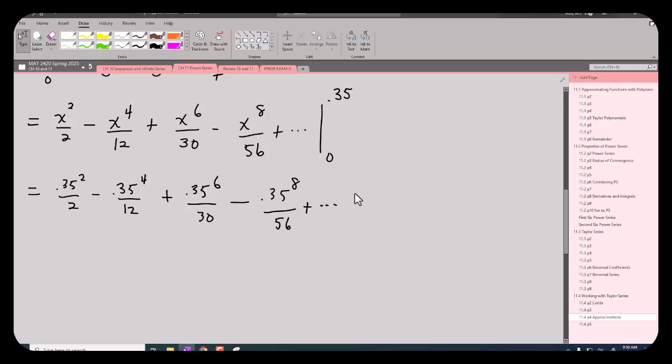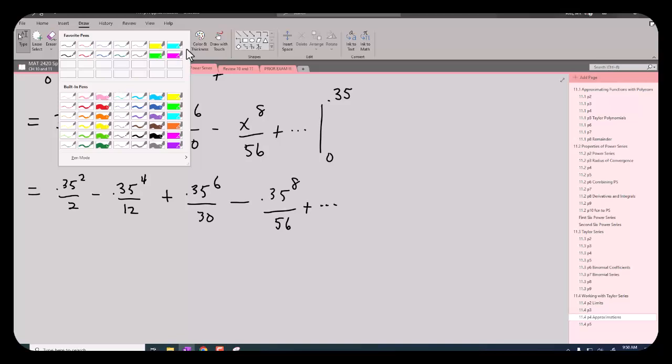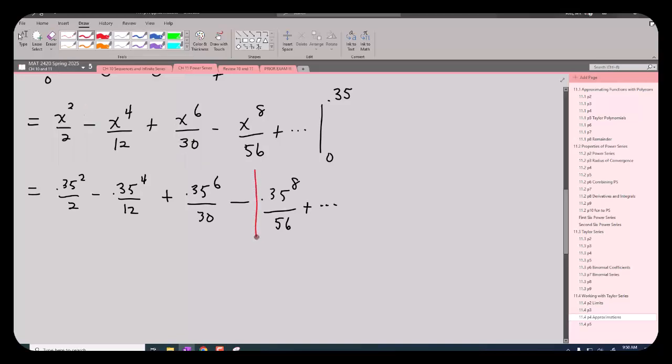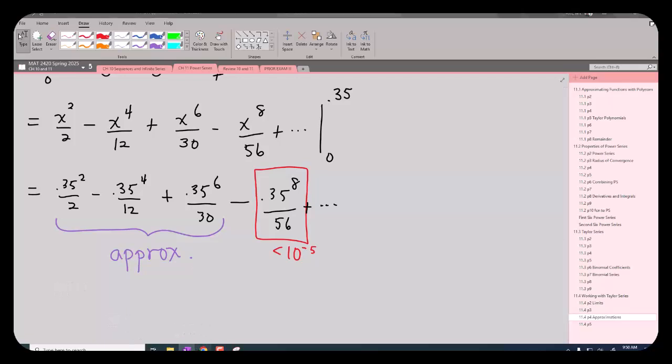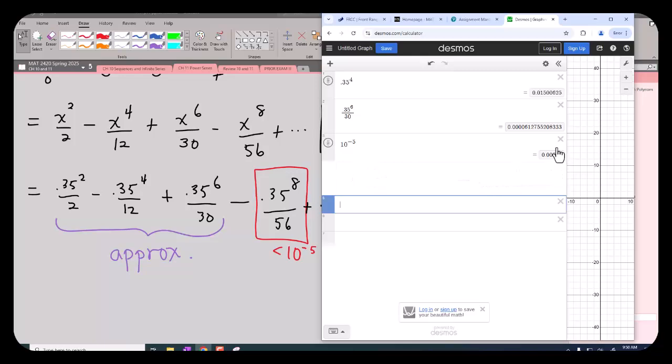So let's go with red. So that one is less than 10 to the negative 5. So we are going to add up these. So this summation of these three will form our approximation, and that'll give our approximation less than 10 to the negative 5. So we just have to add those three terms together and we are good.